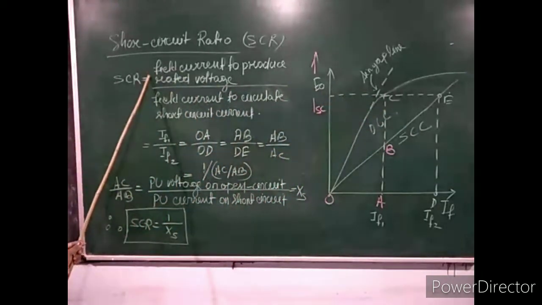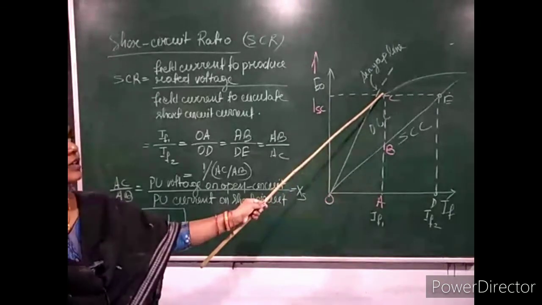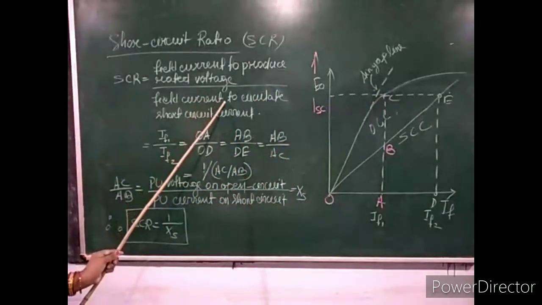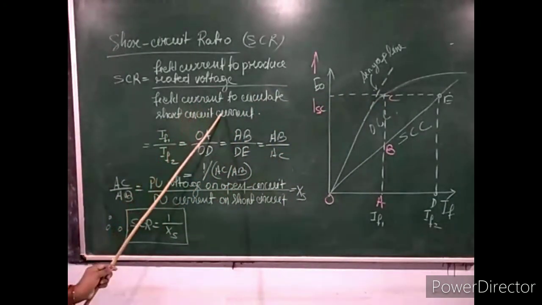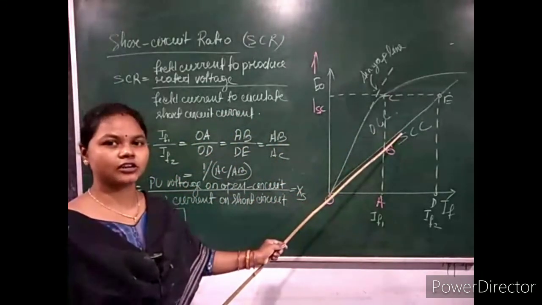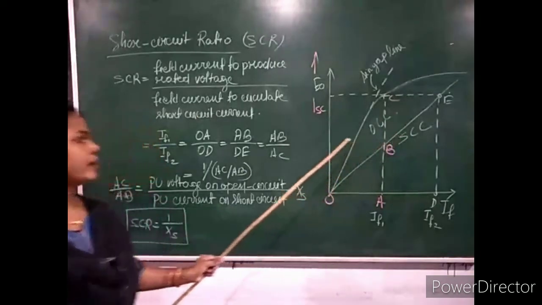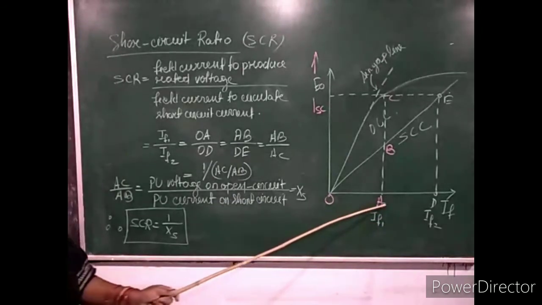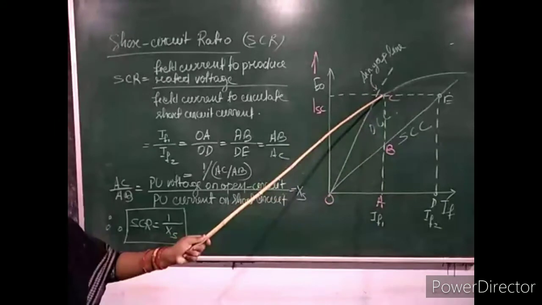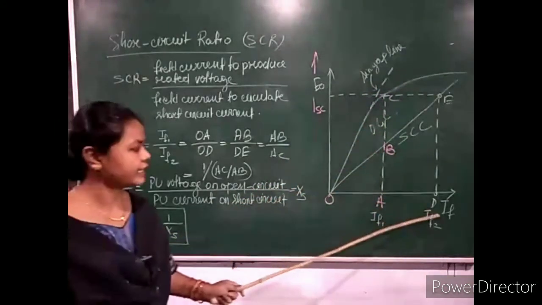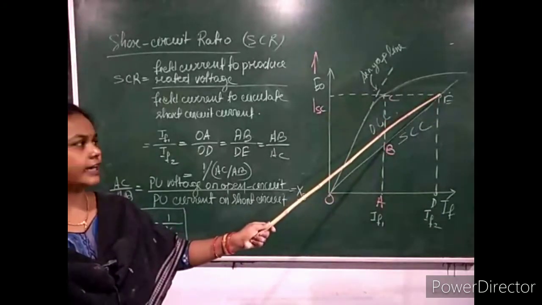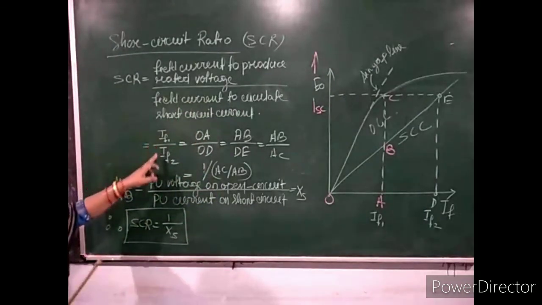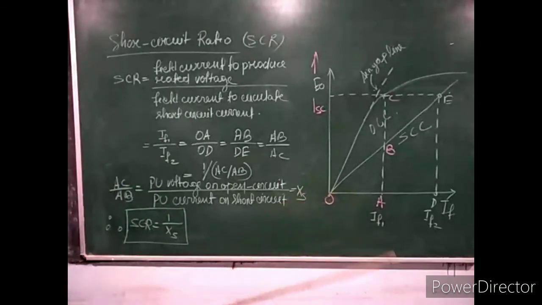It is the ratio of what? The field current required to give the rated value of open circuit voltage to the field current required to circulate the rated value of short circuit current in the short circuit characteristics or short circuit test. So suppose this IF1 is the current which gives the rated value of generated EMF, and this current IF2 gives the rated value of short circuit current. So the short circuit ratio is equal to IF1 by IF2.